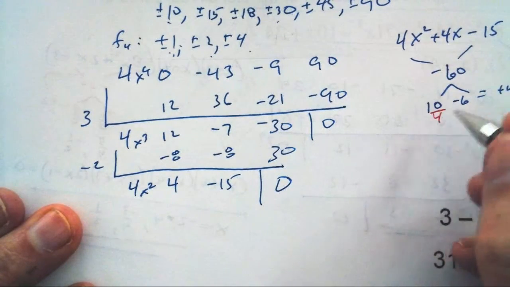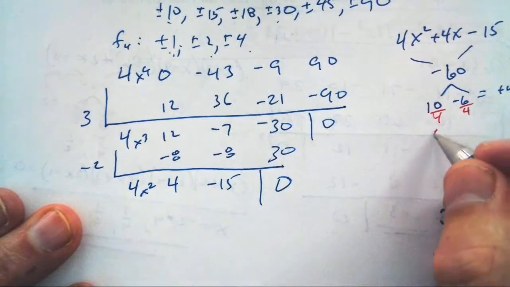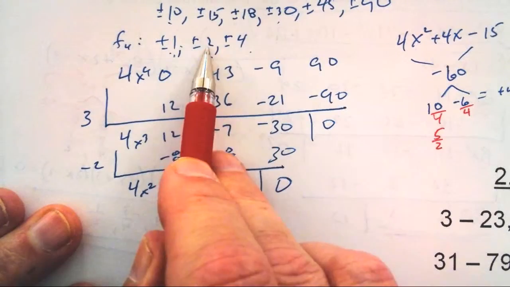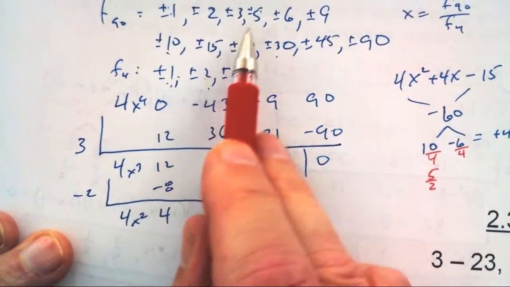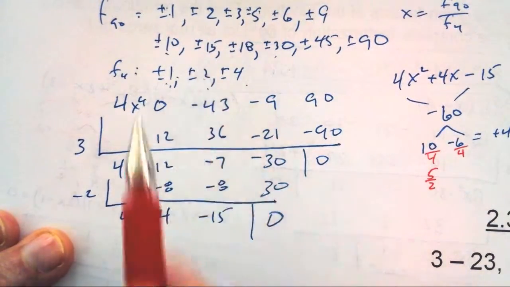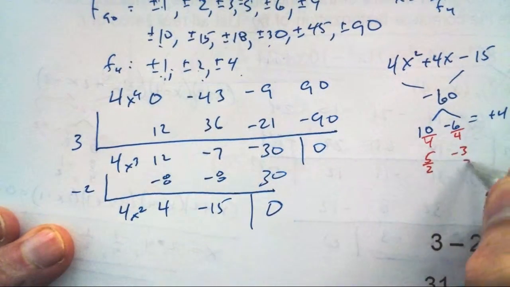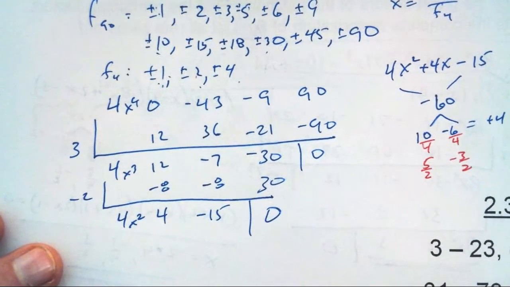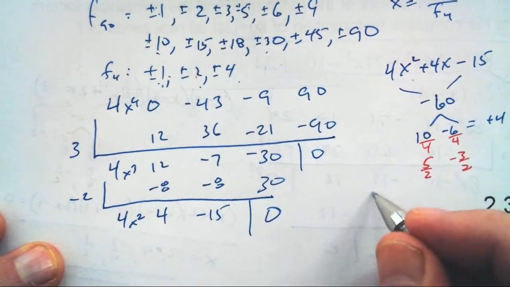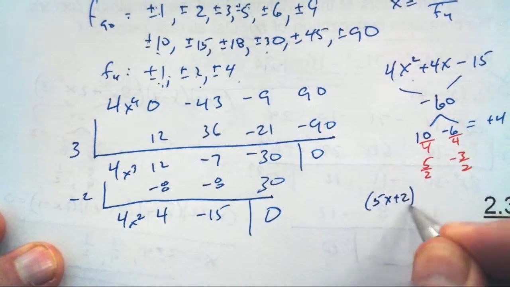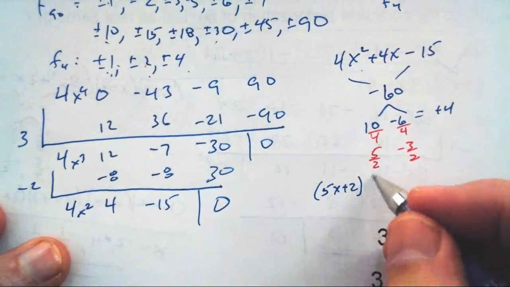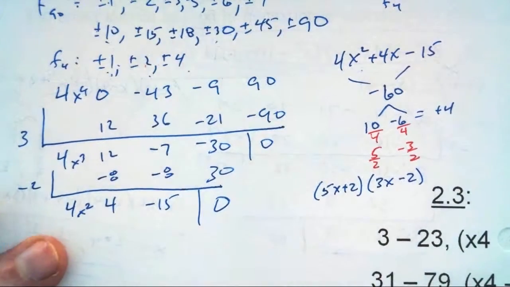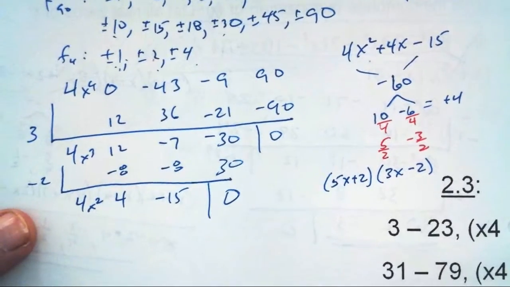If I put those over 4 and reduce, I get 5 halves. Take a look. 5 halves. It's up there. There we go. 5 halves. And I get -3 halves. -3 was one of my possibilities. Those are my other factors. So this guy factors into 5x plus 2. We're good at this by now, or should be. And 3x minus 2. So my very final answer, find all of the zeros.